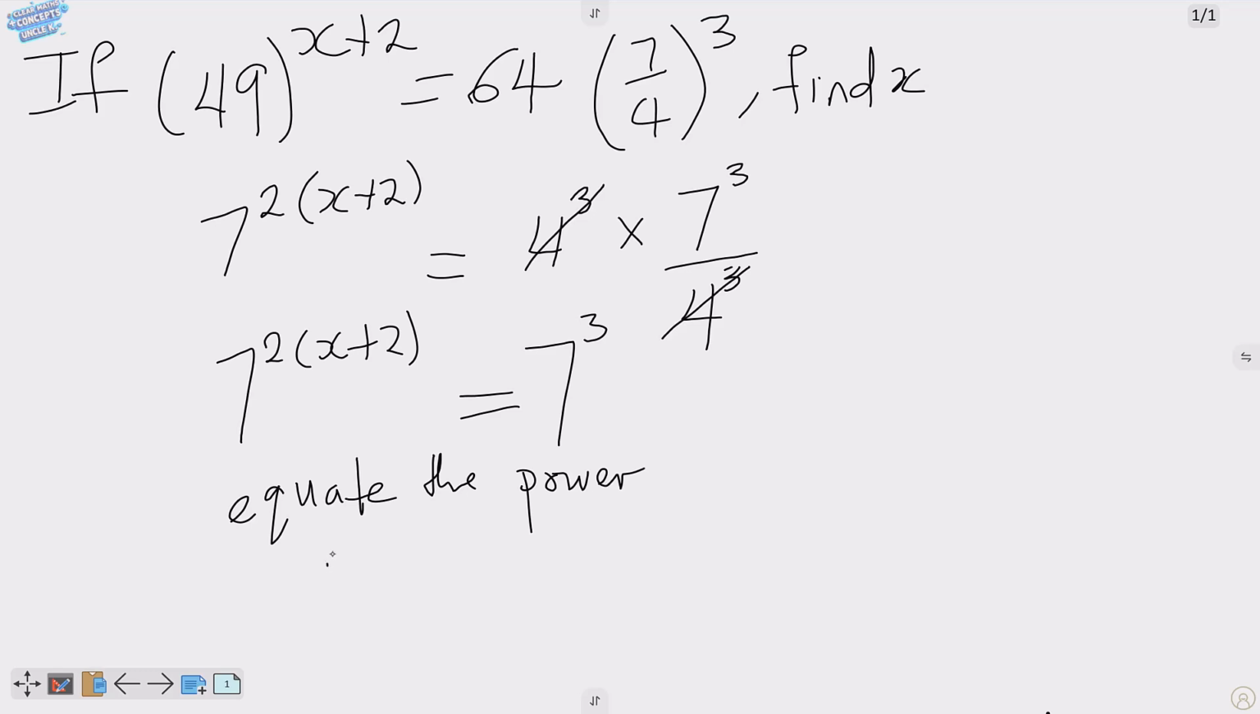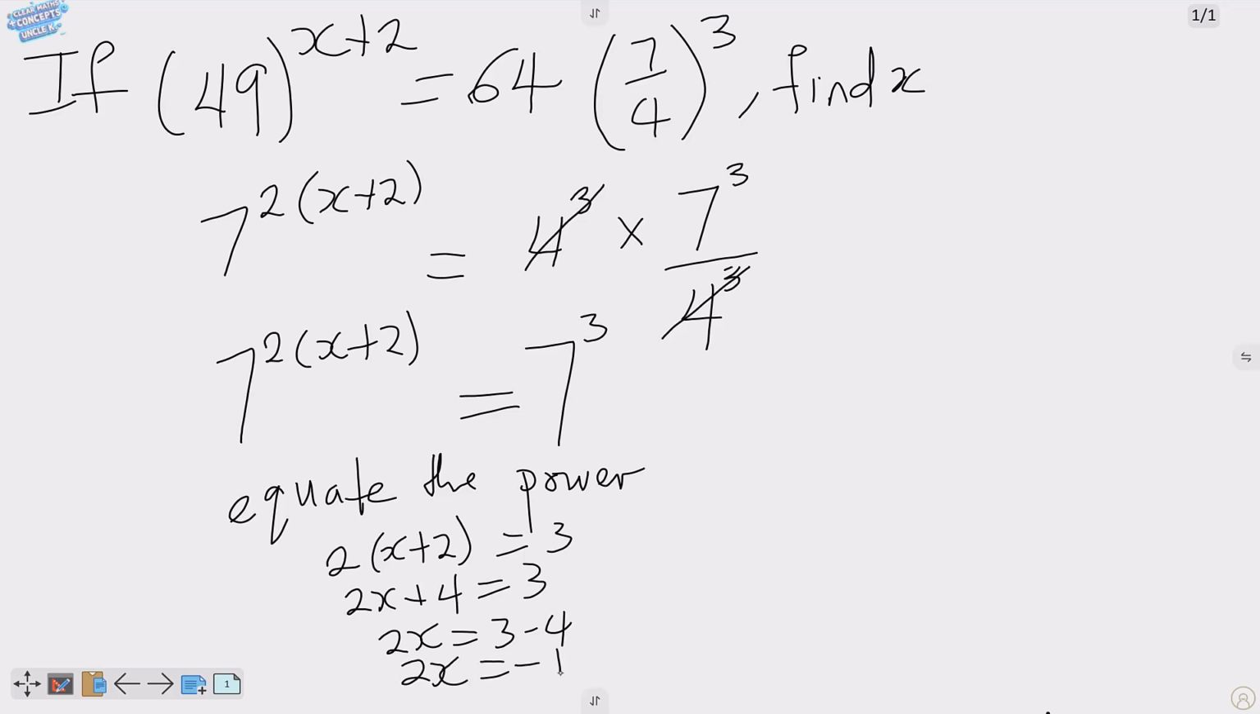So it means you have 2 into x plus 2 equals 3. So you have 2x plus 4 equals 3. So your 2x will be, then the final answer will be divide both sides by 2. So you have x equals minus 1 over 2. So that is our answer.